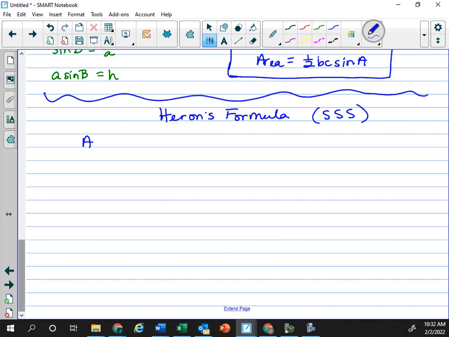All right, area is equal to the square root of S times S minus A times S minus B times S minus C. Now you know that A, B, and C are the sides of your triangle. S is the semi-perimeter.